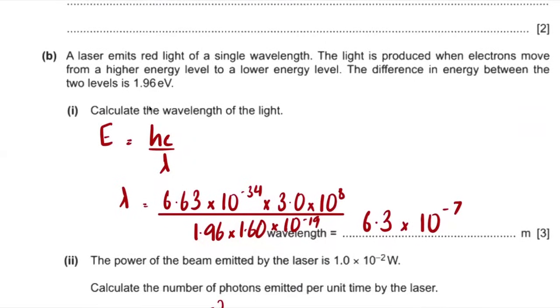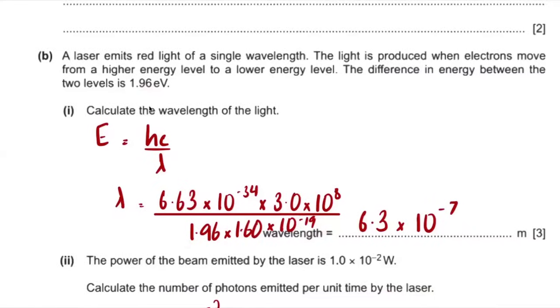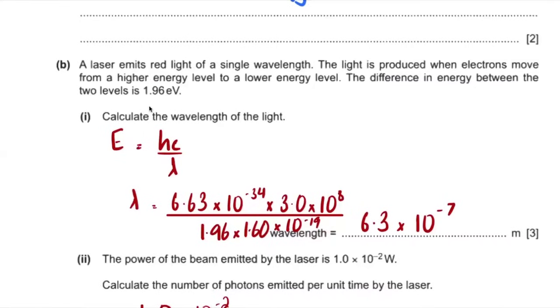Power of beam emitted by the laser is this much. Calculate the number of photons emitted per unit time by the laser. I think that for questions like this, it's better if you just use the unitary method as far as you can, because this is basically the energy of one photon, right? 1.96 into 10 to the negative 19, that's the energy of one photon.